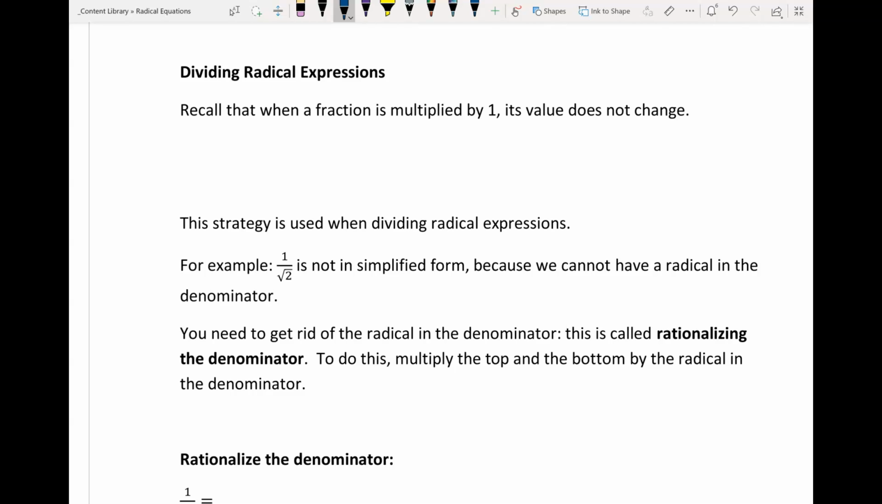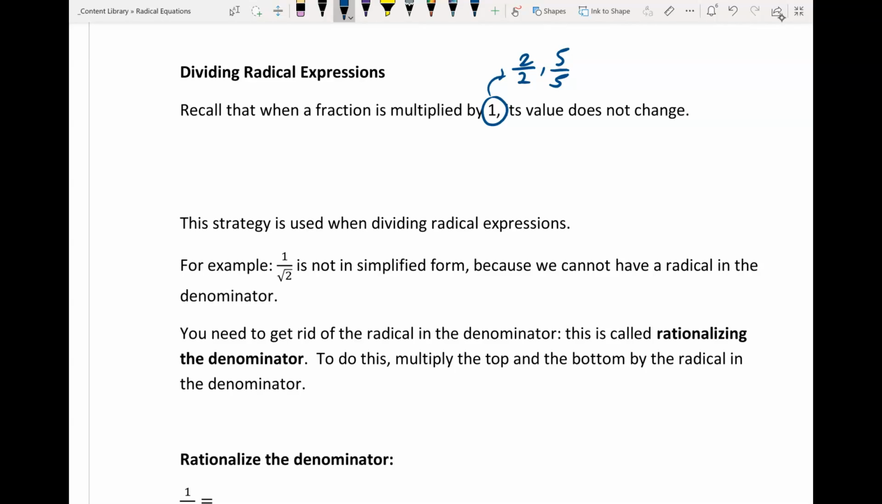Recall that when a fraction is multiplied by 1, its value doesn't change. So the number doesn't necessarily need to be 1. It just needs to be some sort of fraction that has the same number in the numerator and the denominator. So for example, 2 over 2 is the same thing as saying 1. 5 over 5 is the same thing as saying 1.